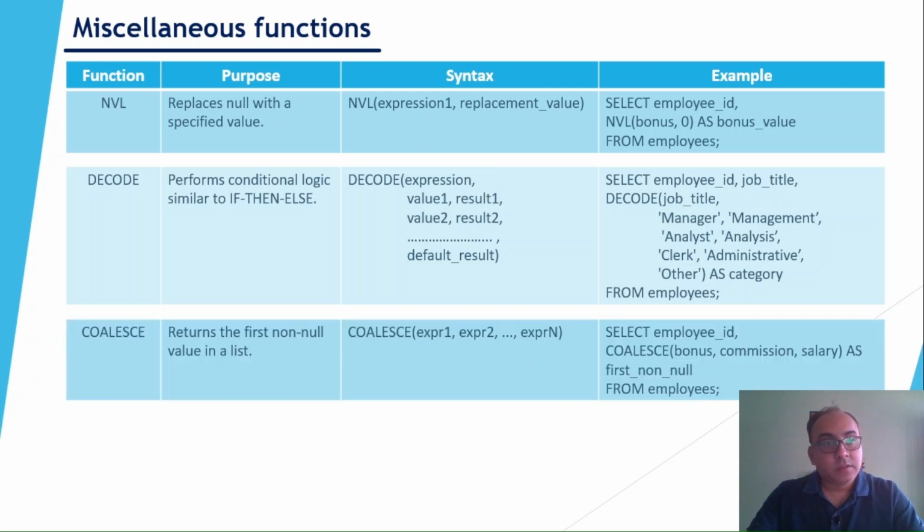Next we have Coalesce. This basically returns the first non-null value in a list. The syntax here is Coalesce, expression 1, expression 2, and then expression n. Let's look at the example. Select employee ID, Coalesce bonus, commission, salary as first non-null from employees. Now what it will do is look through all these columns, and wherever it gets a non-null value, it will stop and fetch that particular value.